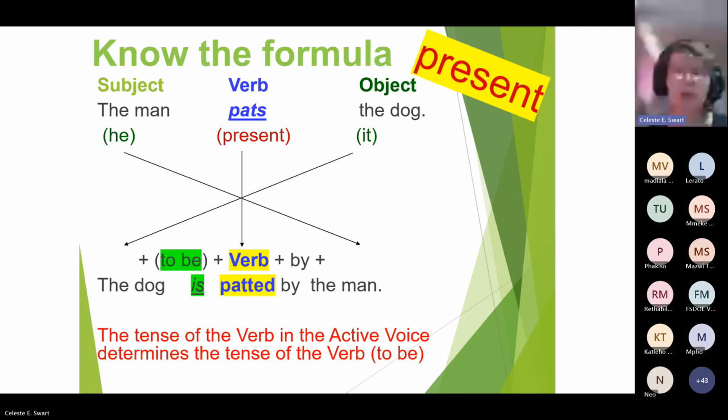You have to know your formula, and this is in your present tense, where we said the man pats the dog, and the tense of the verb in the active voice, remember, that would then be pats. And what does pats tell us? It tells us what verb will be used in the passive sentence, and that will assist you to know exactly what it is you have to do. So make sure you remember that. Very simple rules, but it will go a long way in making sure you know exactly what you have to do.